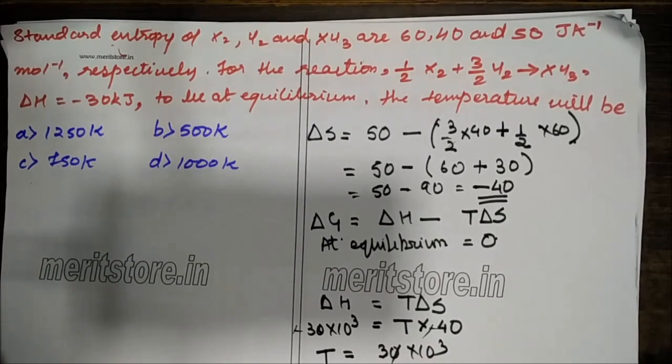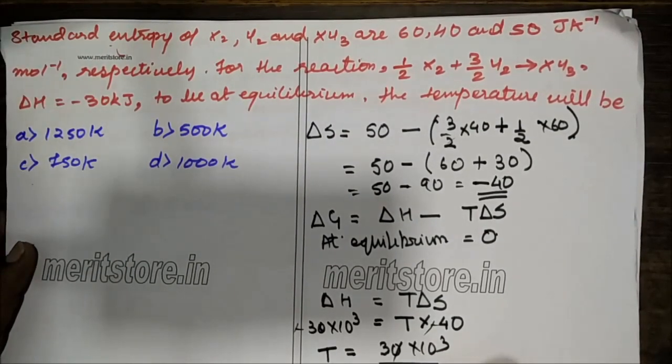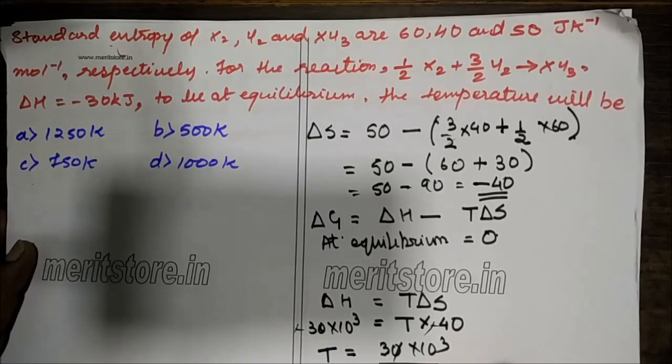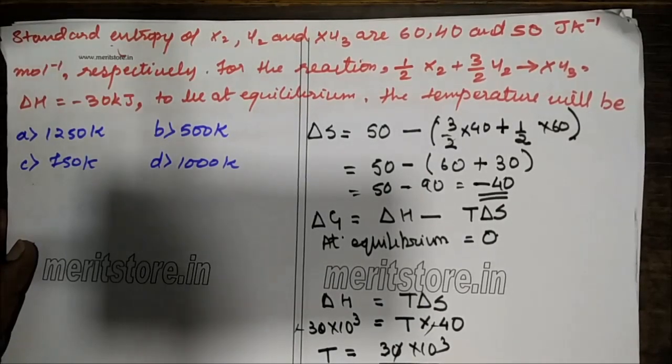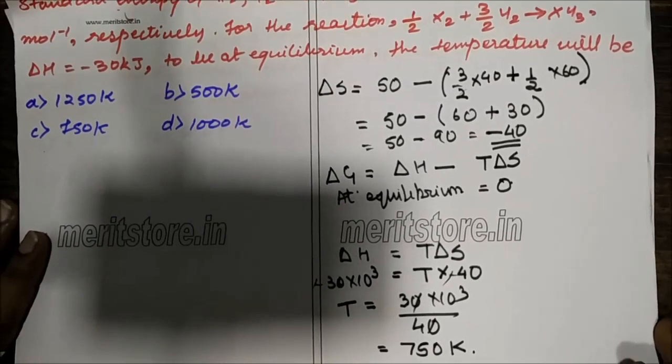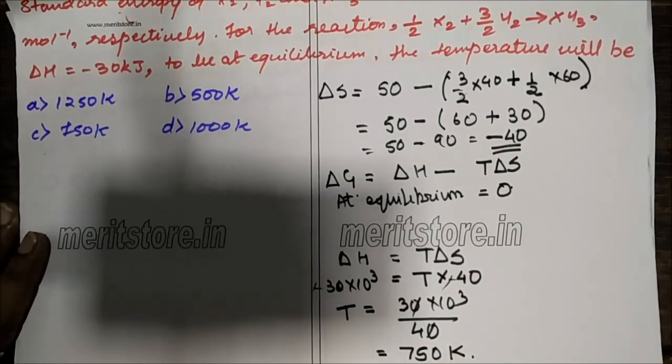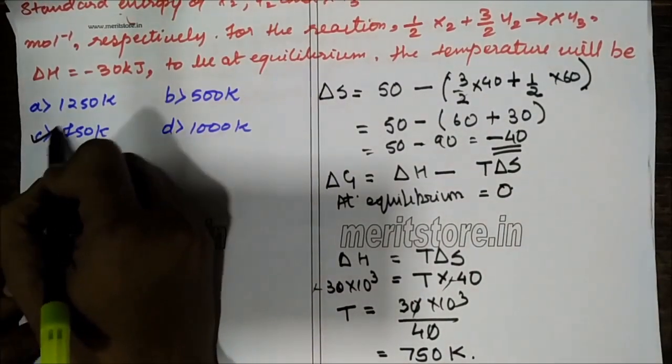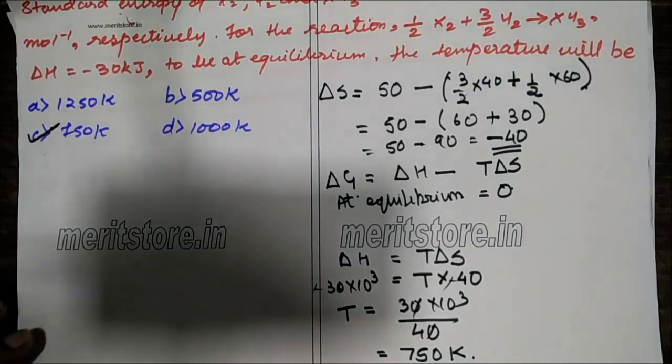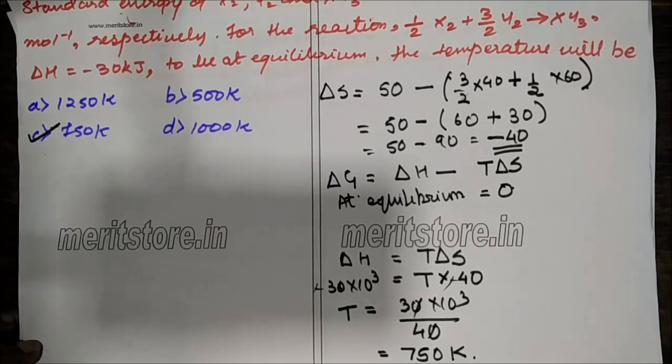Okay, so my answer is 750K. So the correct option is C.